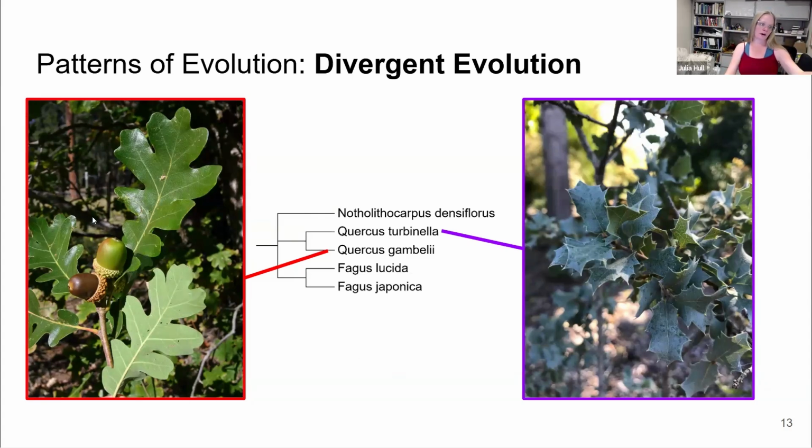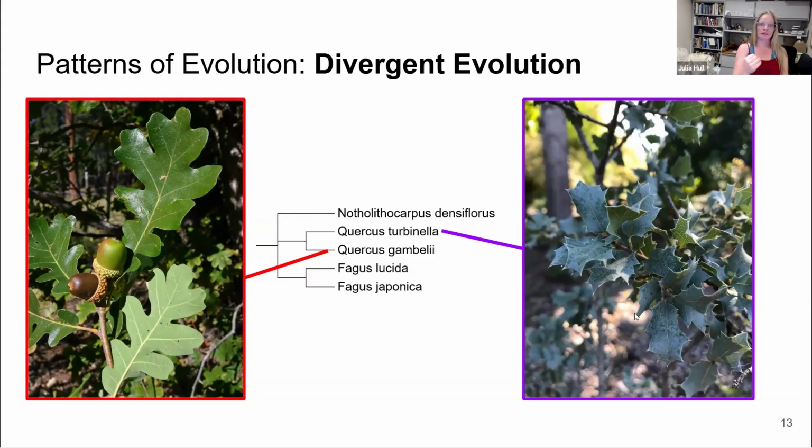So let's look at our friend Gamble's oak, Quercus gambelii, if you want to be a nerd about it, which I do, and scrub oak, Quercus turbinella. Now, these two different species share some traits. They both have single leaves, right? They're not growing in leaflets. They have this major vein. They kind of have these lobed edges. So there's some similarities, but there's also a lot of differences. Our Gamble's oak drop their leaves in the fall, whereas the scrub oaks keep their leaves all year round.